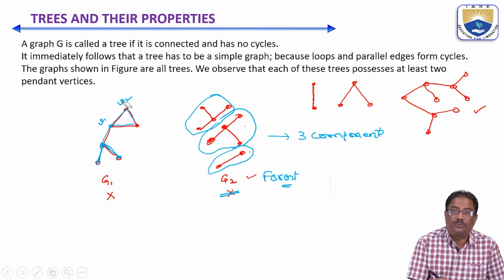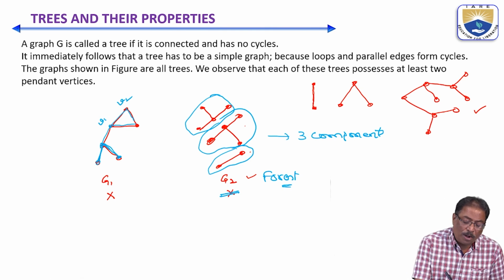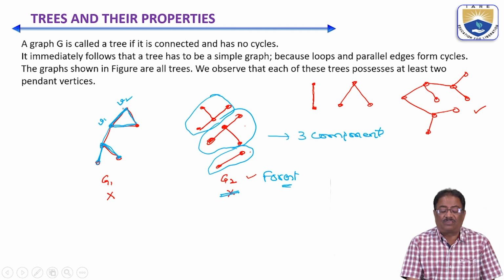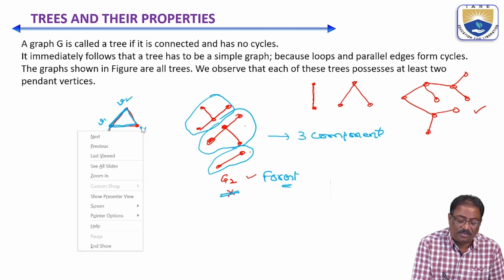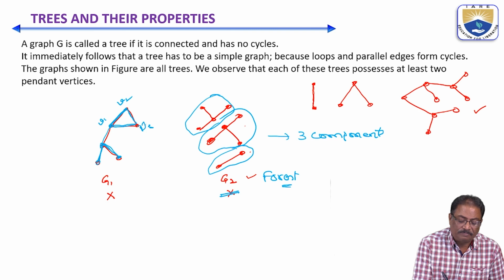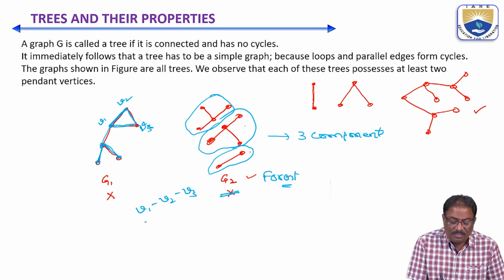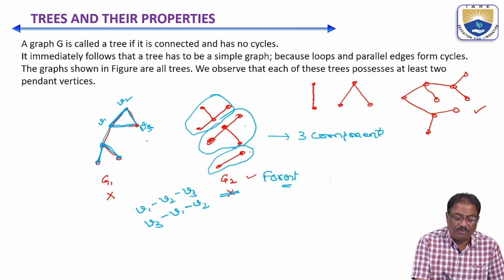Between V1 and V2, there is one path like this. And if I consider from this, another path also exists: V1, V2, V3. So one path is V1, V2, V3, and another path is V3, then V1, and next V2, V3, V1, V2.